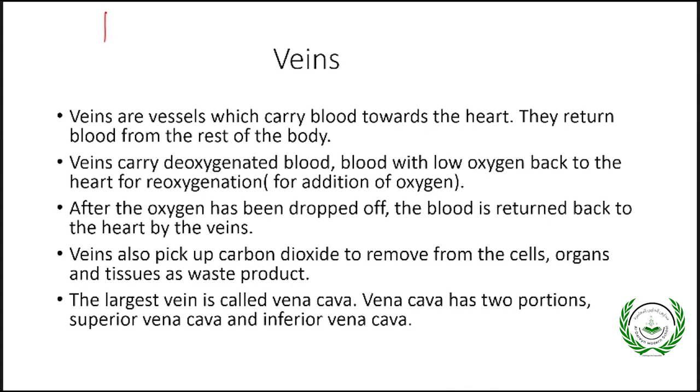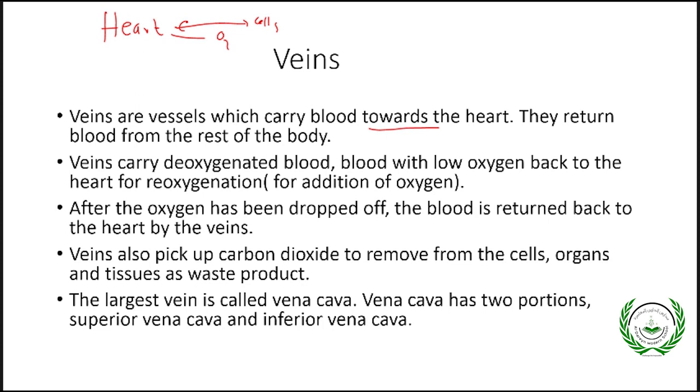So remember, arteries, number one, take blood from the heart to the cells. Number two, they carry blood with oxygen, except the pulmonary artery. Now let us see veins. Veins are vessels which carry blood towards the heart. If the arteries carry the blood away from the heart to cells, tissues, and organs, what veins do is return the blood to the heart from the body.